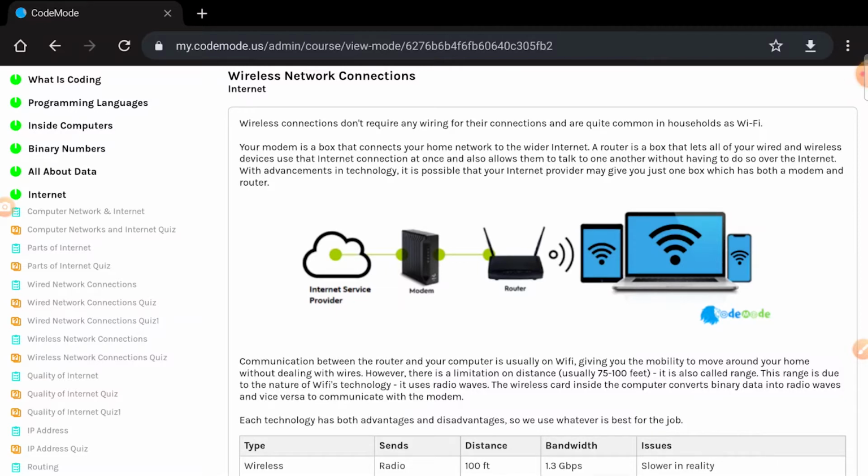Currently you are learning about internet, and in today's class we will learn about wireless network connections.